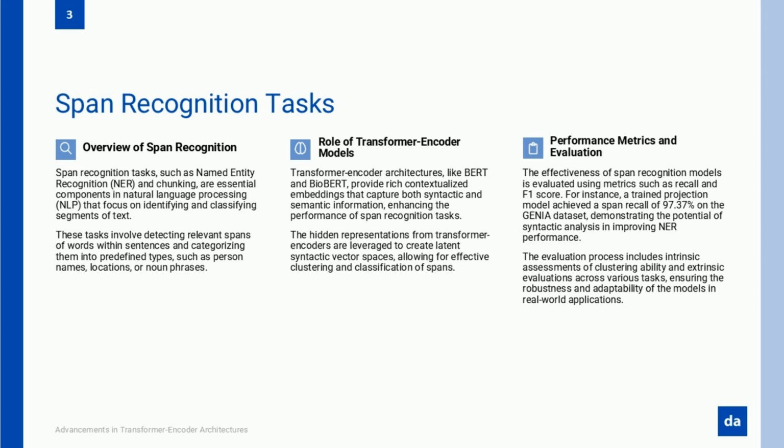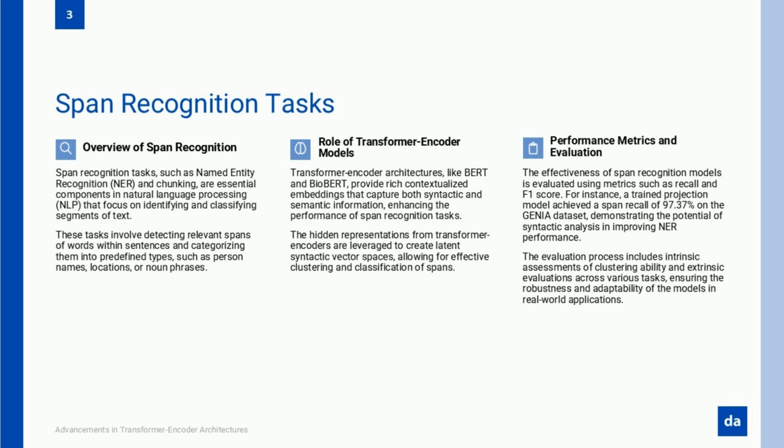But how do we know these models work as well as we hope? The researchers' work delved into evaluation metrics like recall and the F1 score. Recall measures the ability of the model to find all the relevant spans in a dataset, almost like a detective ensuring every clue is uncovered. F1 score, on the other hand, balances this ability with precision, making sure the spans identified are accurate and meaningful.